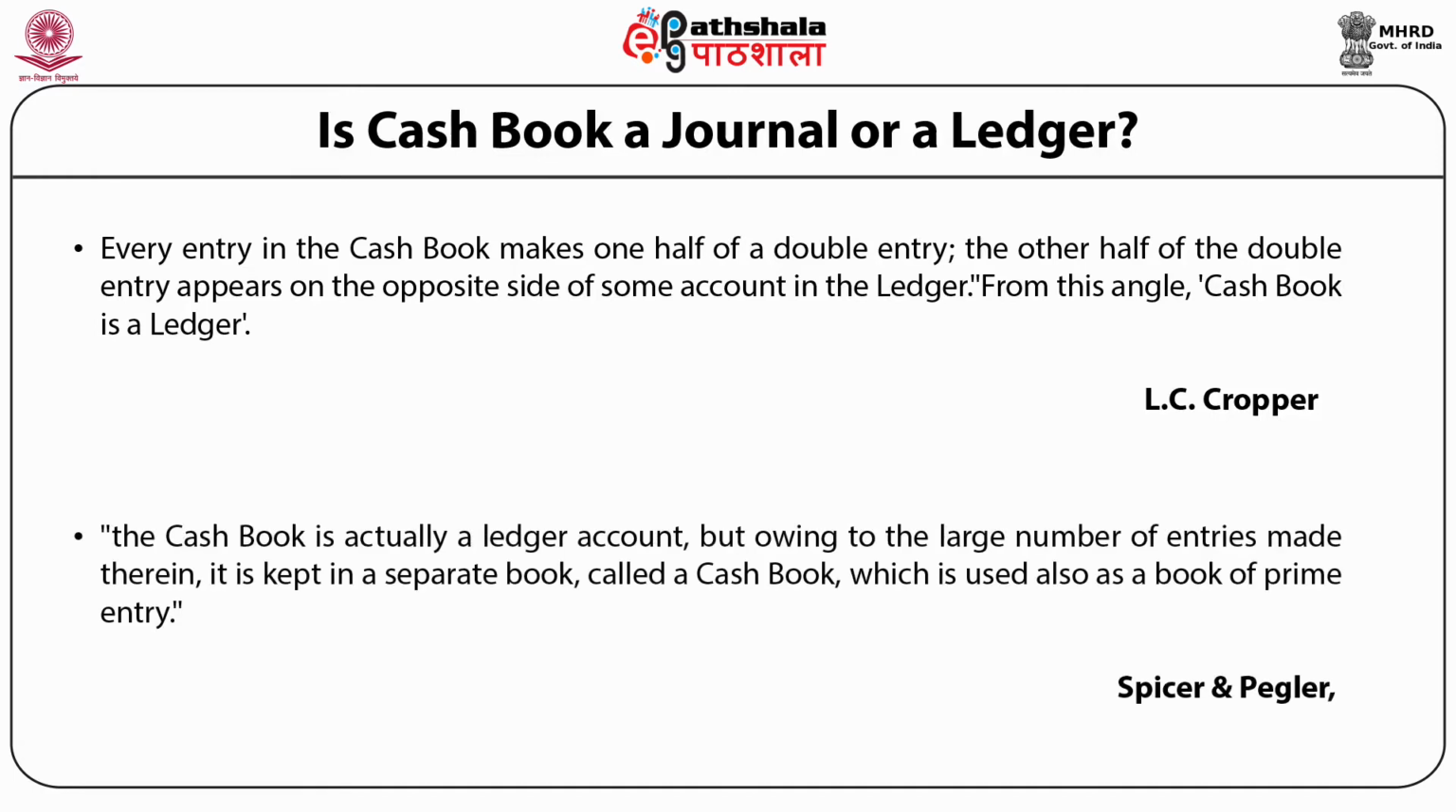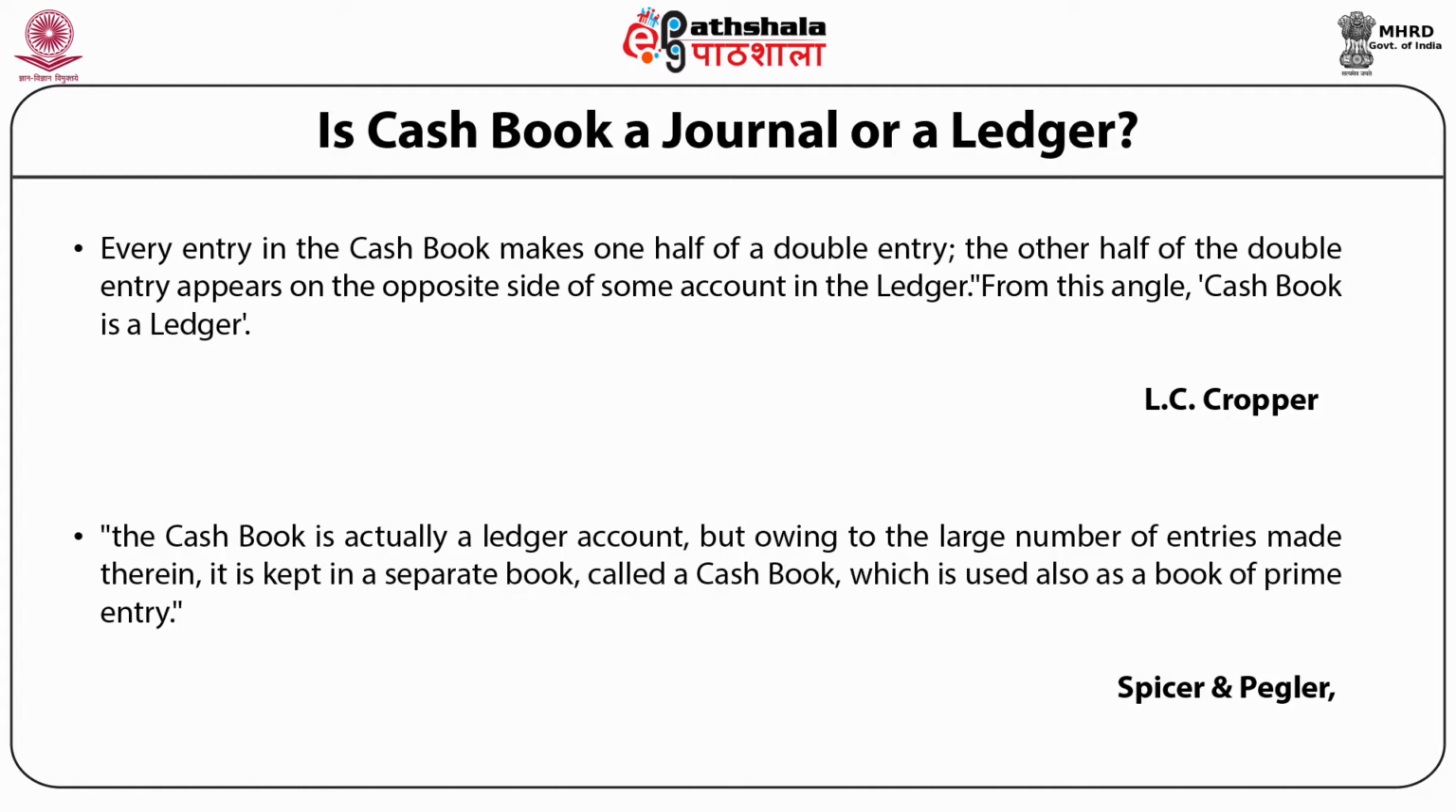According to Spicer and Pegler, the cash book is actually a ledger account, but owing to the large number of entries made therein, it is kept in a separate book called a cash book, which is used also as a book of prime entry.